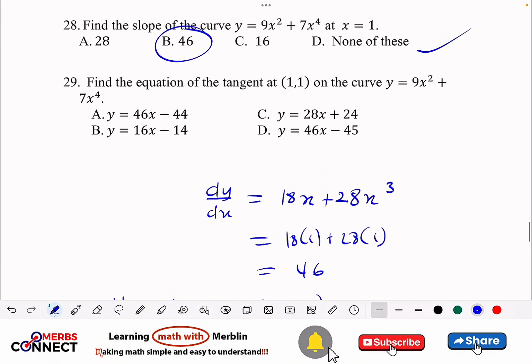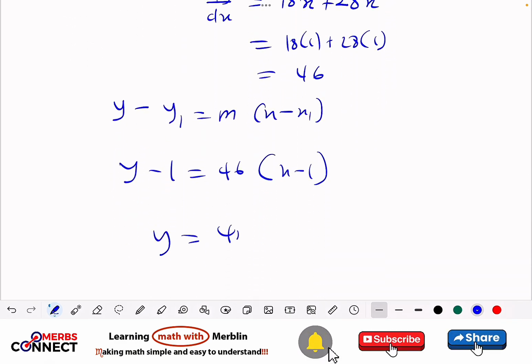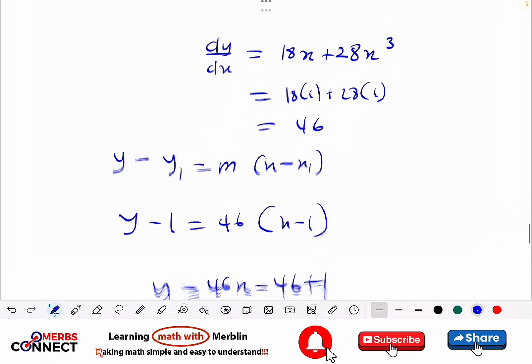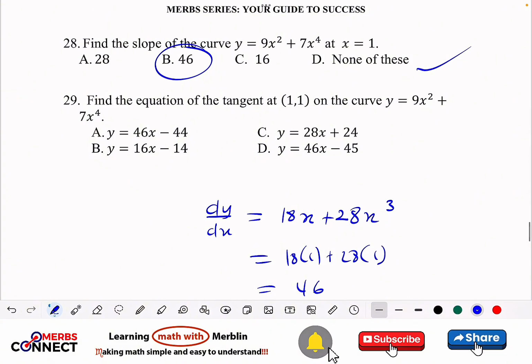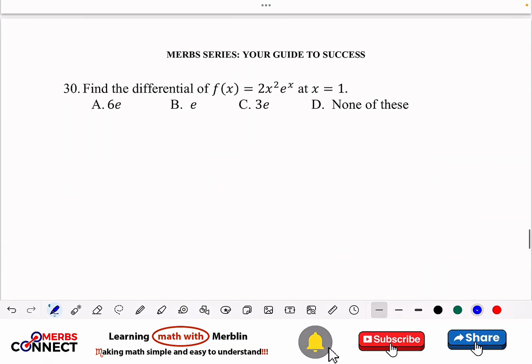Let's look at how they arrange the function. So y is equal to 46x minus 46 plus 1, and this is going to be y is equal to 46x minus 45. 46x minus 45. Okay, indeed, we have it here. Let's look at 30. We are almost there. We have 49 questions. We are almost there.